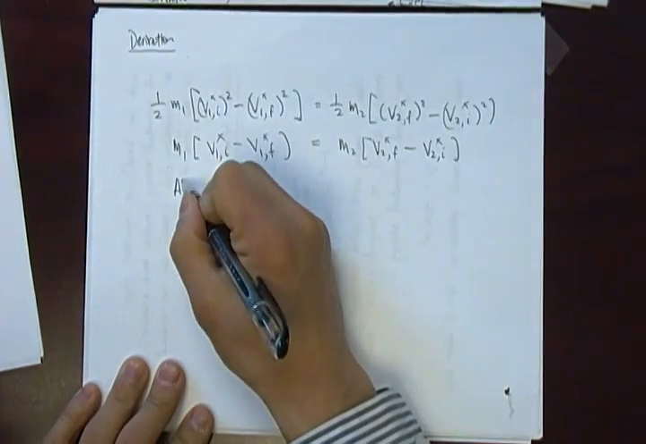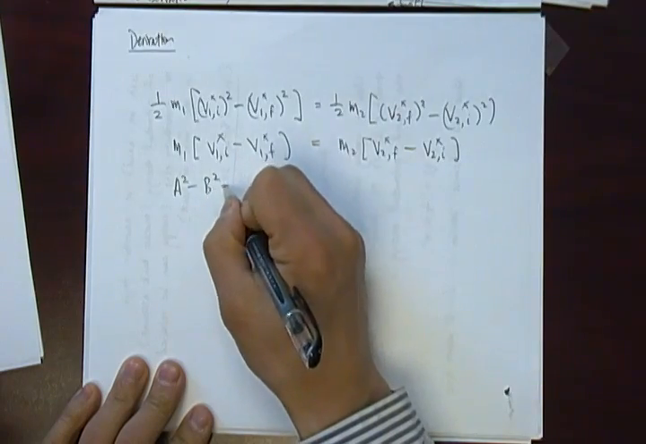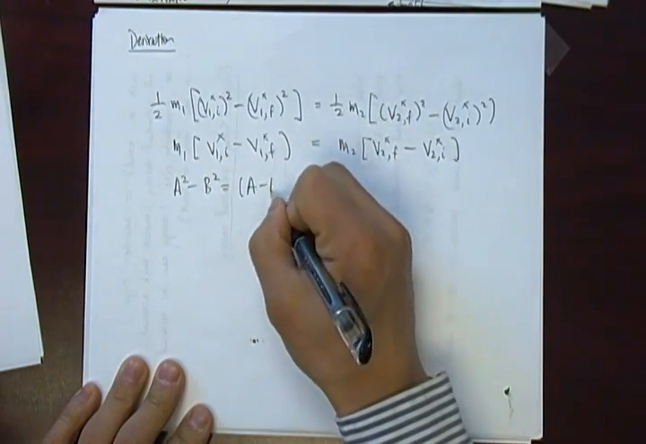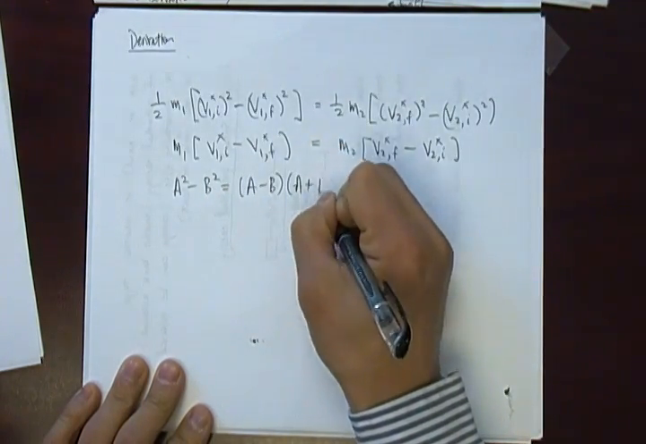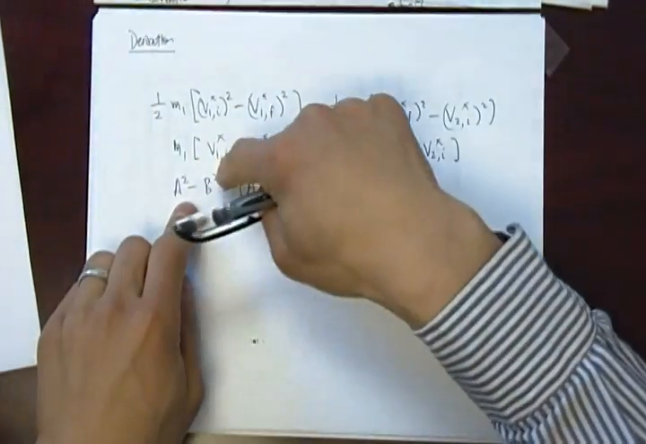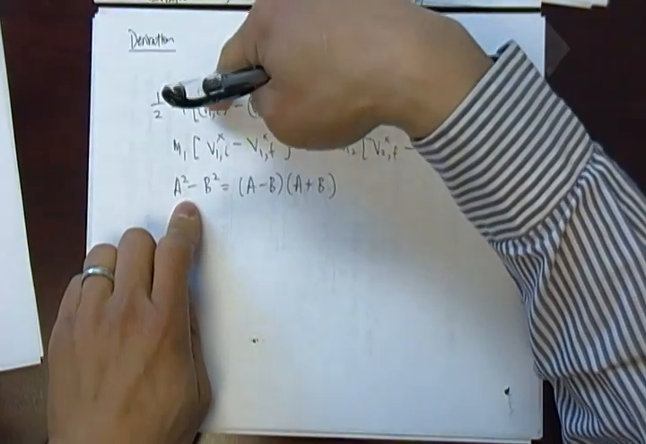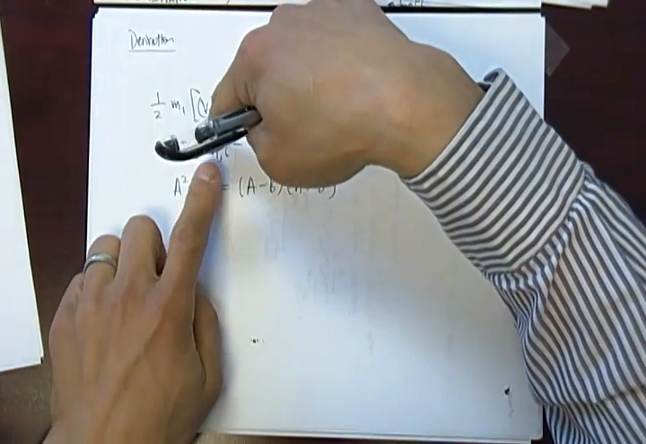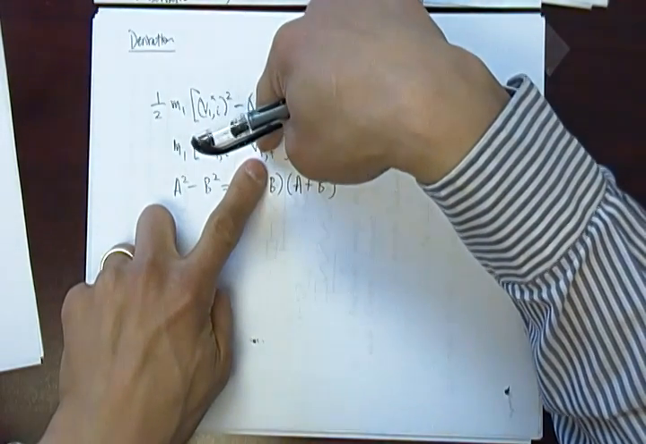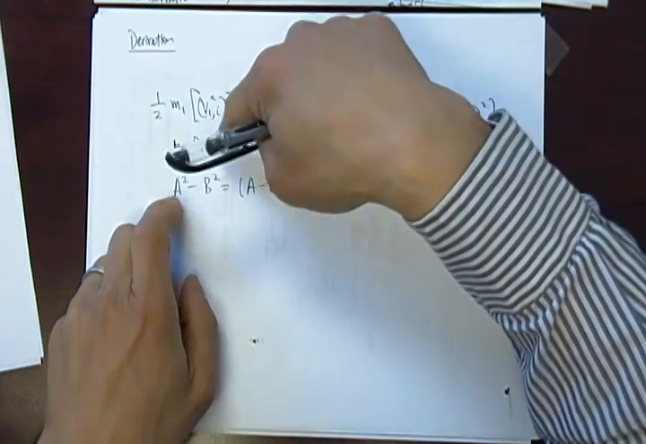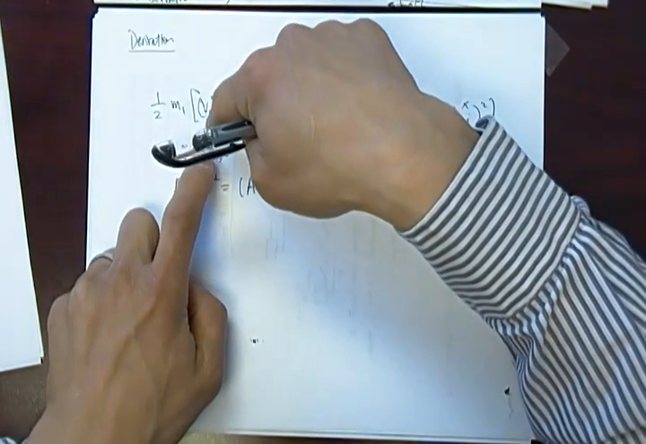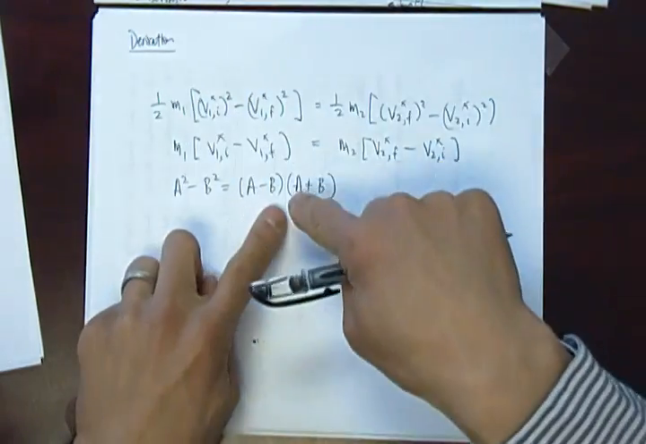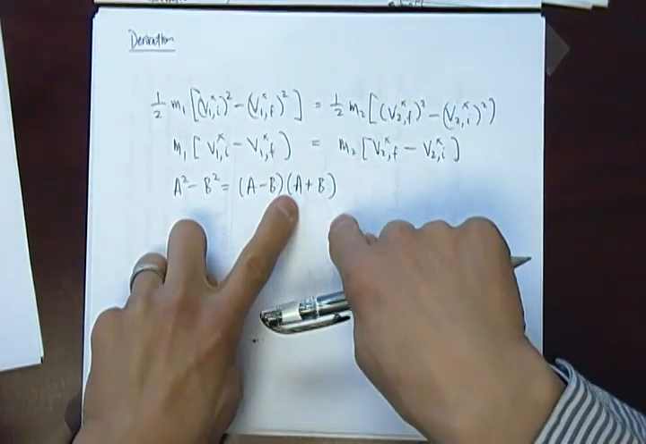And then I'm going to use the fact that a squared minus b squared, you probably have seen this, is equal to a minus b times a plus b. Okay, so notice that is the structure of this term here. Something squared minus something else squared, and then I'm going to divide it by that something minus that other something. Okay, so now there's a squared minus b squared. I'm going to divide by a minus b, and what will be left over is a plus b.